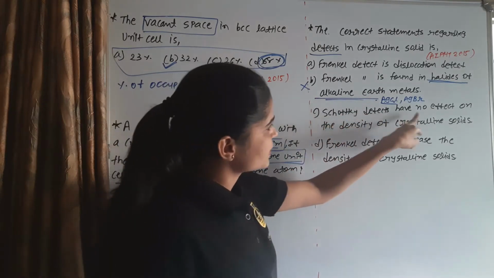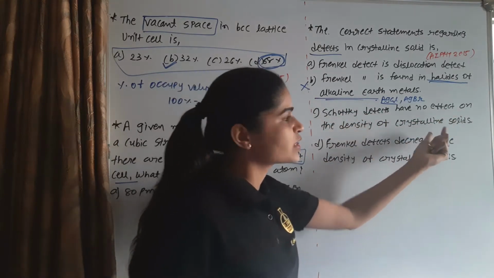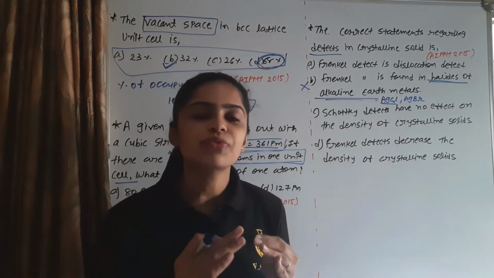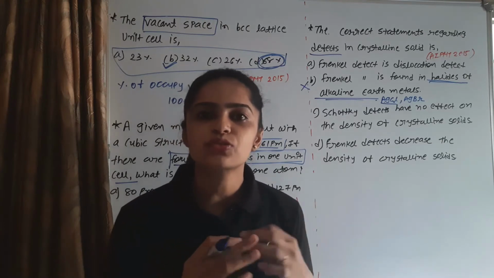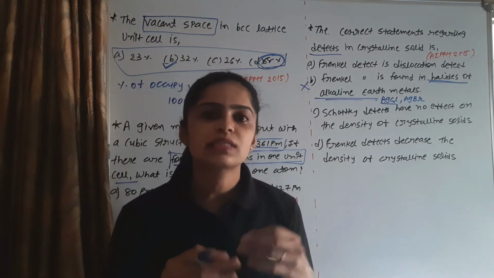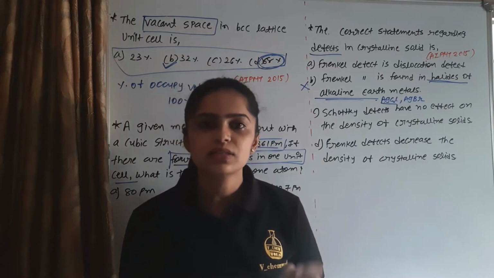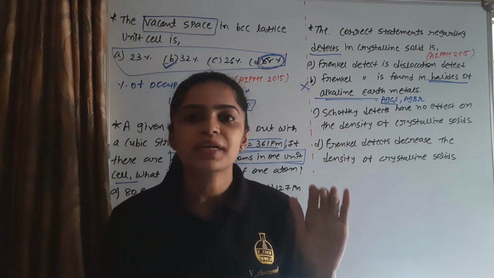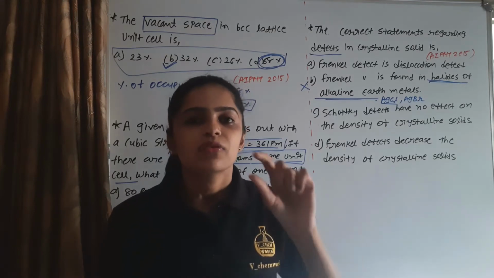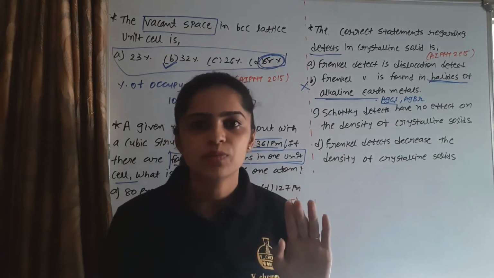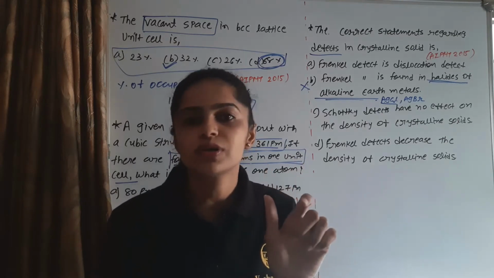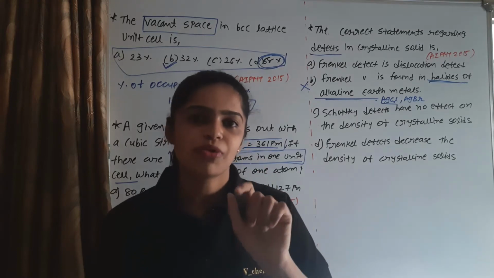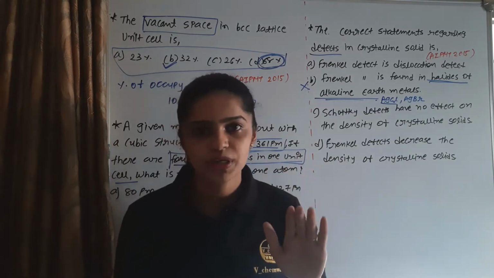Second, Schottky defect has no effect on the density of the crystalline solid. First of all, the meaning of the Schottky defect: in the Schottky defect, an ion pair is removed to maintain electrical neutrality. For example, consider the NaCl crystal. In the NaCl crystal, one Na+ is removed, so one Cl- is also removed to maintain electrical neutrality. When one Na+ and one Cl- are removed, the molar mass removed is 58.5. So in the whole crystal, the molar mass decreases.